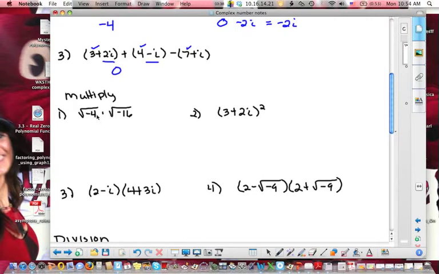Multiplying. You always want to deal with your i's first. So dealing with a negative 4, the square root of that would just be 2i. With this negative, it's going to be an i. The square root of 16 is 4. So then I'd have 8i squared. i squared is equal to negative 1. So my answer is negative 8.